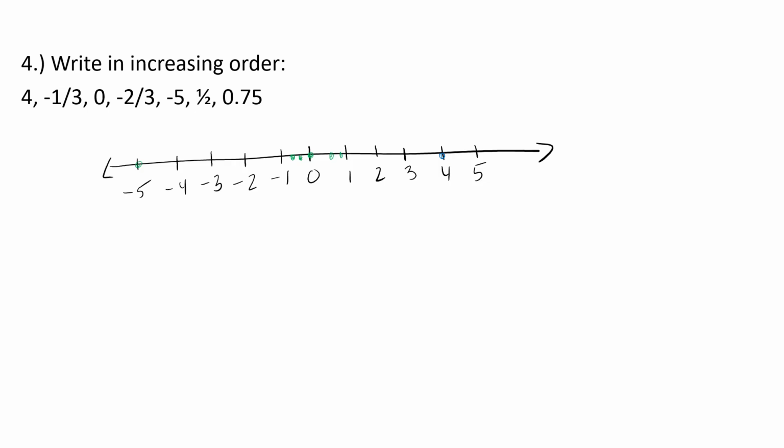And so now to write them in increasing order, we would just read them from left to right. My leftmost number is the -5. Then I come over here, that was the -2/3, then -1/3, then the 0, then the 1/2, and the 0.75. So I just grabbed those two, and then we have the 4. And there is our list of numbers in increasing order.